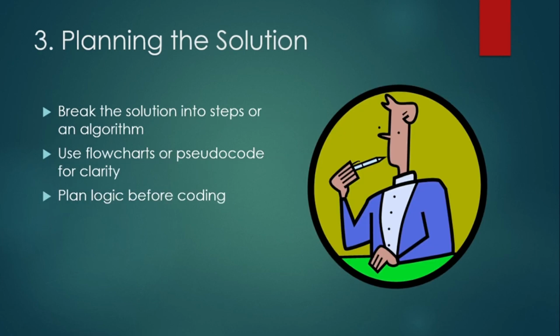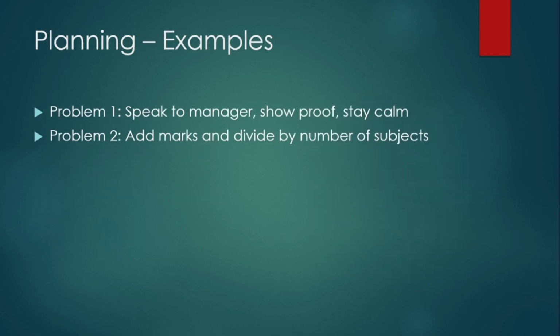Once the problem is analyzed, the third step is to plan your solution. Planning means you break down the solution into small clear steps called an algorithm. Represent it using a flowchart. Decide the logic before you actually start writing code. For example, speak to the store manager, show proof of purchase, and remain calm and explain the issue clearly. Proper planning saves time and avoids errors later in the code.